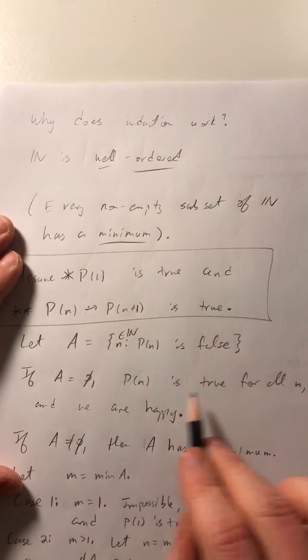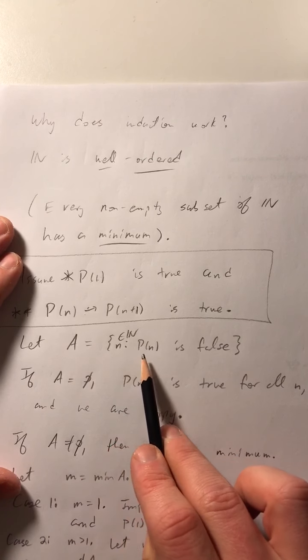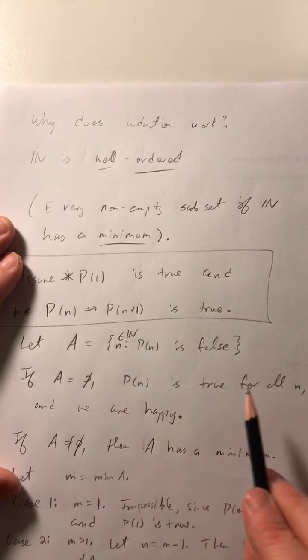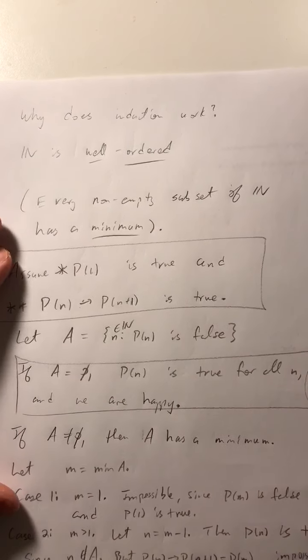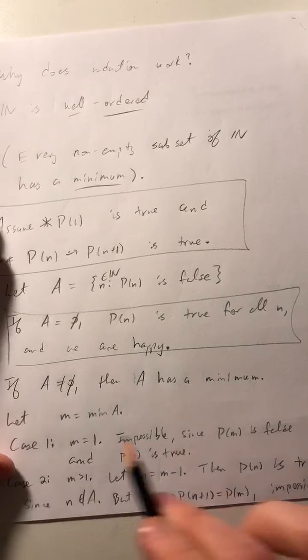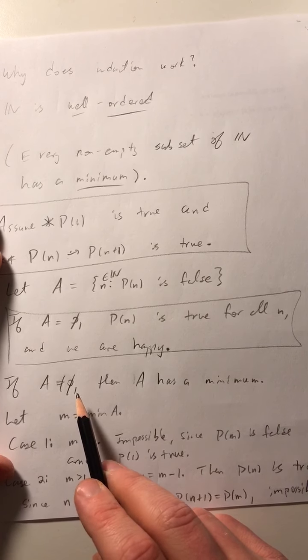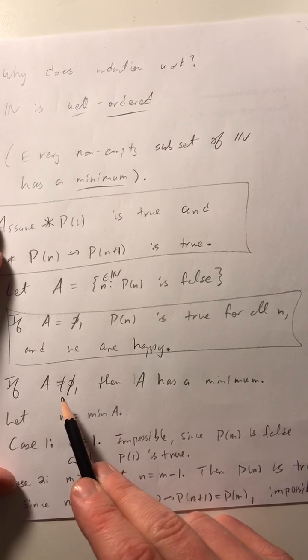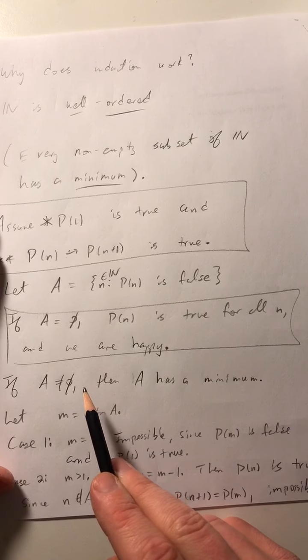So, if A is empty, then we're happy, right? That means that there are no n for which P(n) is false, which means they're true for all n, right? That's what we would like to reach. Okay? So, we want to prove that the alternative, where A is non-empty, cannot happen. So, we'll do that by contradiction. Let's assume that A is non-empty, and then we'll reach a contradiction.